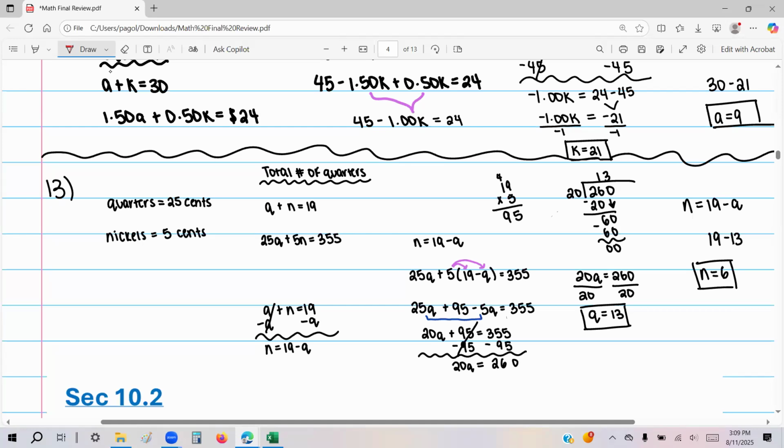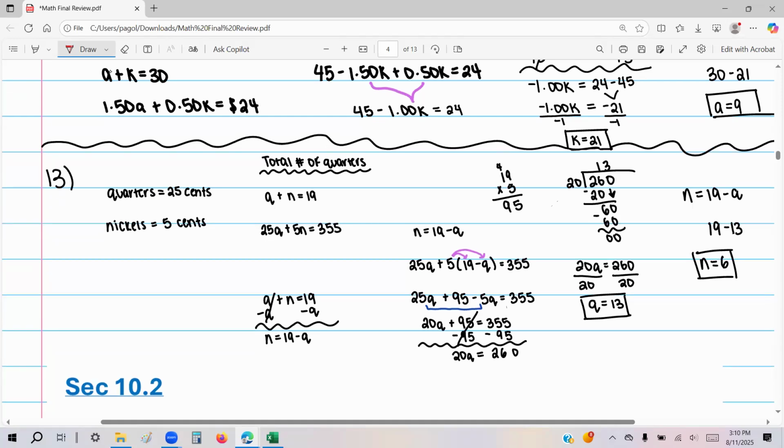But yeah, using substitution or elimination doesn't matter. You solve for one variable and then substitute into the other one. The hardest part will be division, so make sure you know how to divide well. So one of these three will be in the exam. One, not three.